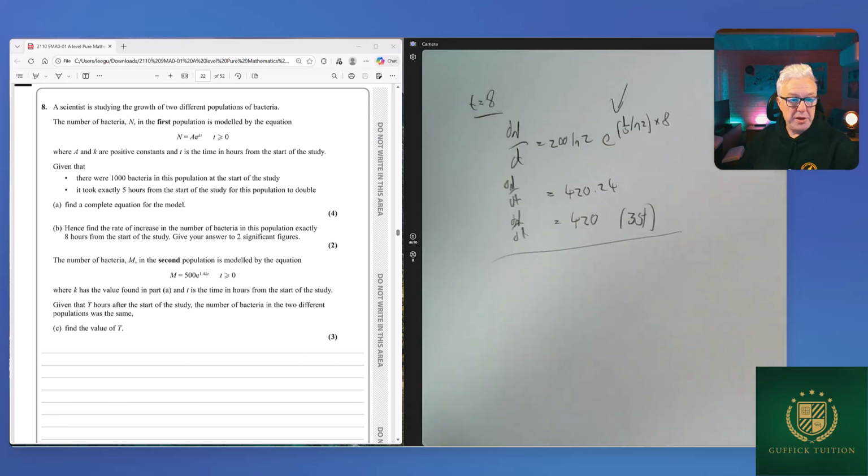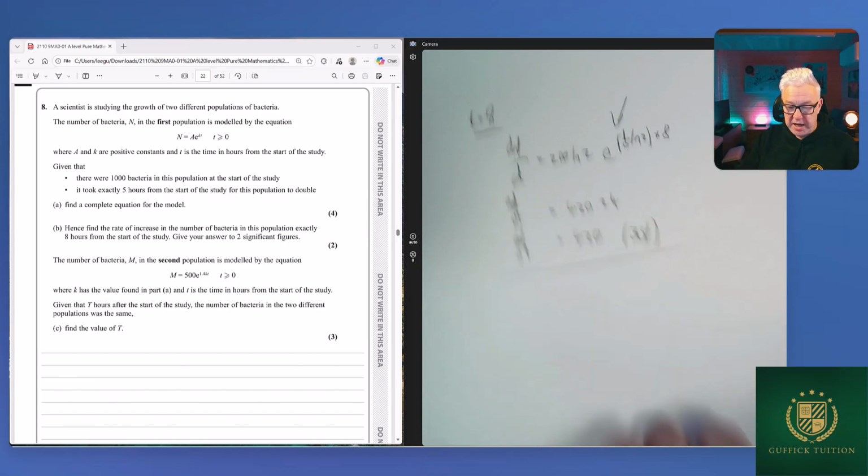It says the number of bacteria m of a second population is given by that equation, where k has the value found in part A, and t is a time in hours from the start of the study. Given that t hours after the start of the study, the number of the bacteria in the 2 populations was the same, find the value of t.